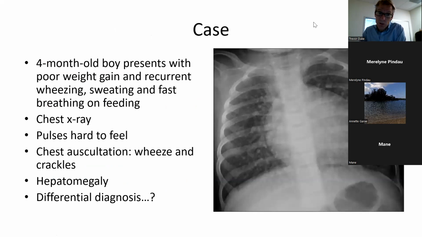His pulses are somewhat hard to feel, and on auscultation of his chest, you can hear wheezes and crackles throughout his chest, and his liver is enlarged. What do you think is the differential diagnosis of this? What would you be thinking about?